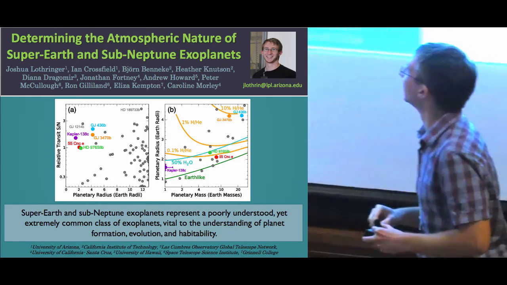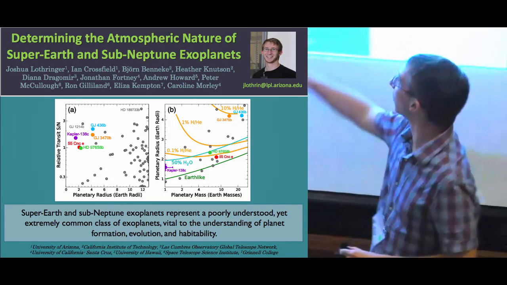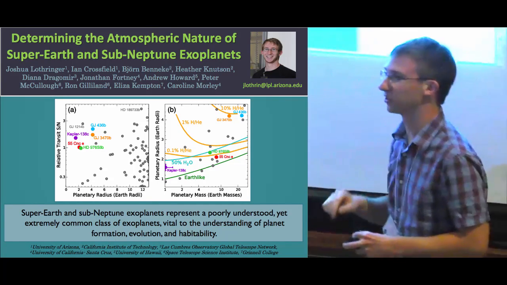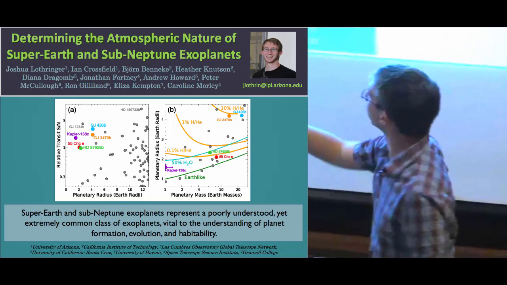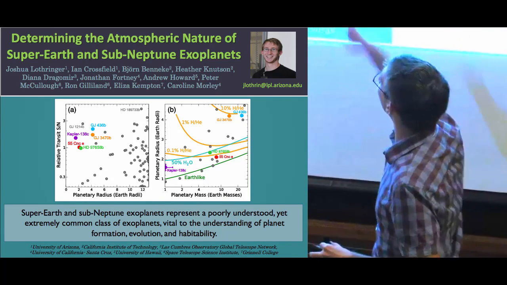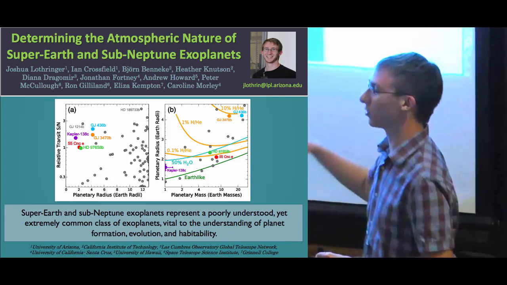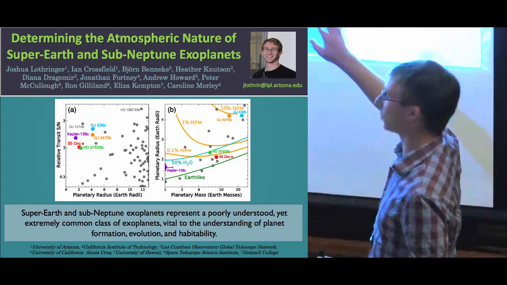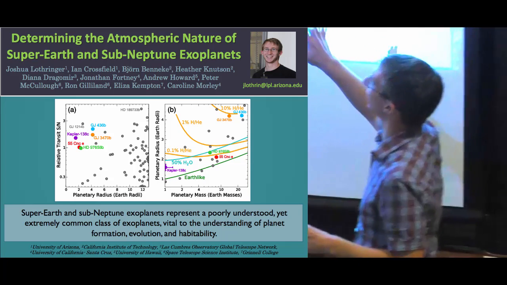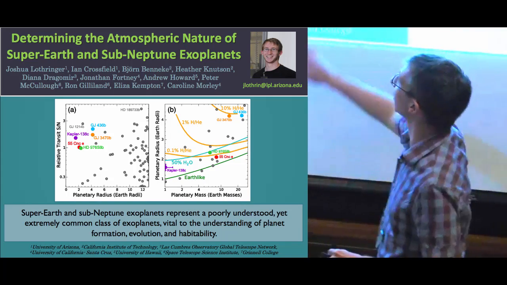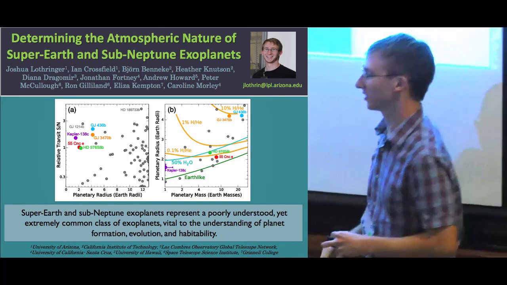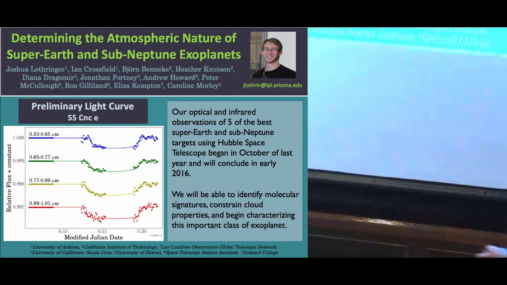Plot B here is radius versus mass, but also with some contours of different possible compositions. So you can go from Earth-like planets to 10% helium and hydrogen planets. And what we're hoping to do with transit spectroscopy is characterize the atmospheres and then maybe say something about this transition. Can I get this next slide?